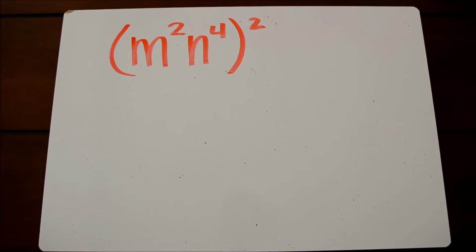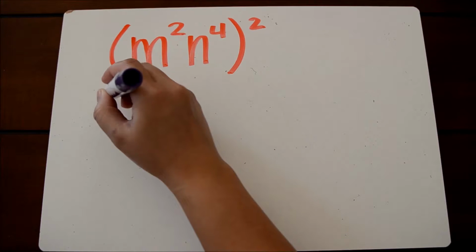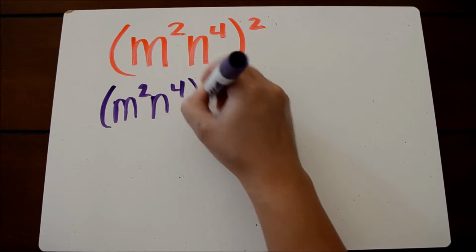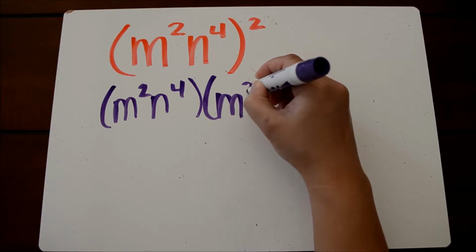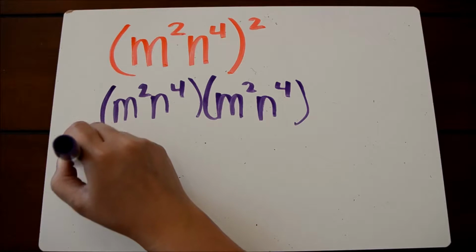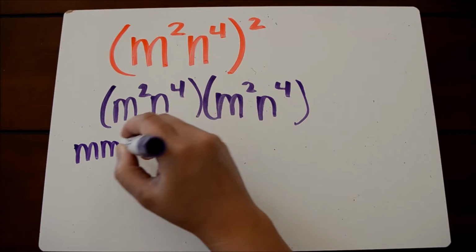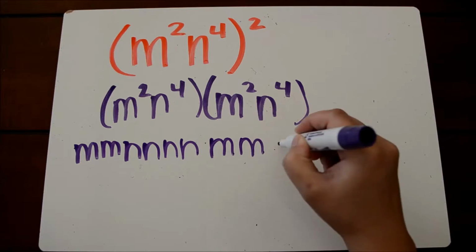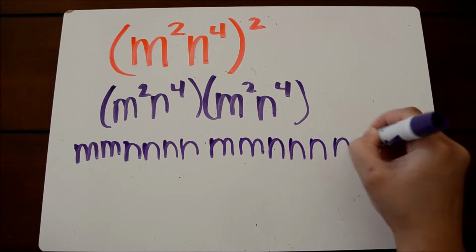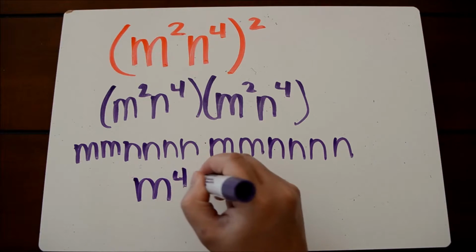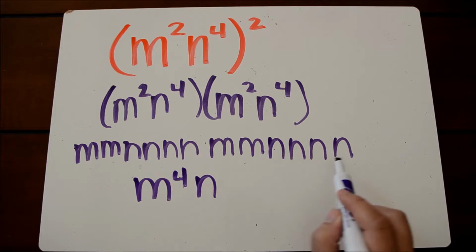So here we have m squared n to the fourth, all squared, and we're going to expand this first. So this is m squared n to the fourth times m squared n to the fourth. And let's go ahead and expand this even further. So this would be m times m, and then n to the fourth would be n times n times n times n, and then again we have m times m, and then n times n times n times n. So we could go ahead and count up all of our m's. This is m times itself 4 times, and then n times itself 8 times.